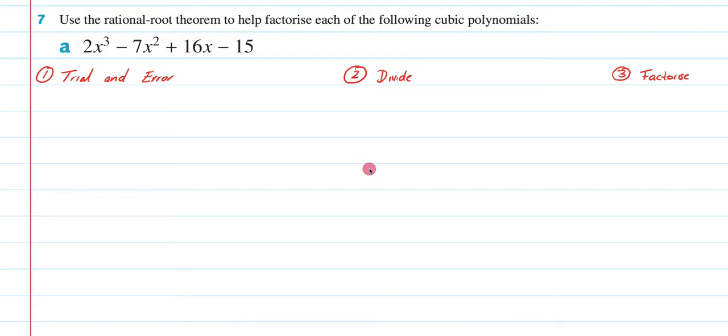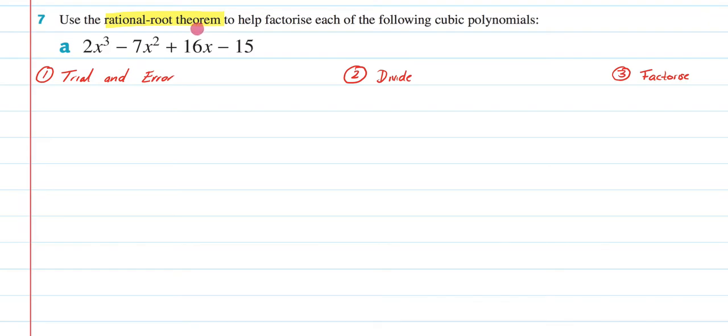We're going through exercise 6C, and in this video we're looking at question 7a, which is asking us to use the rational root theorem to help factorize each of the following cubic polynomials. So here's the cubic polynomial we've been given. We need to factorize it, and we've been told that we're using our rational root theorem.